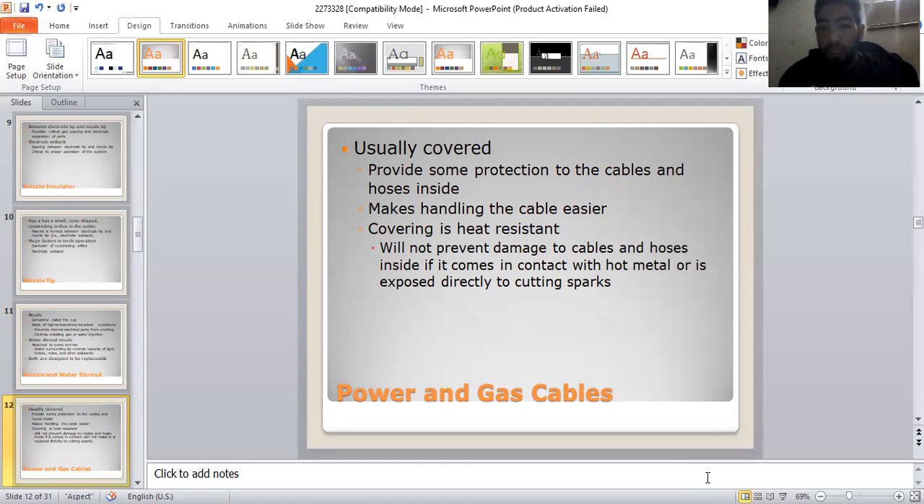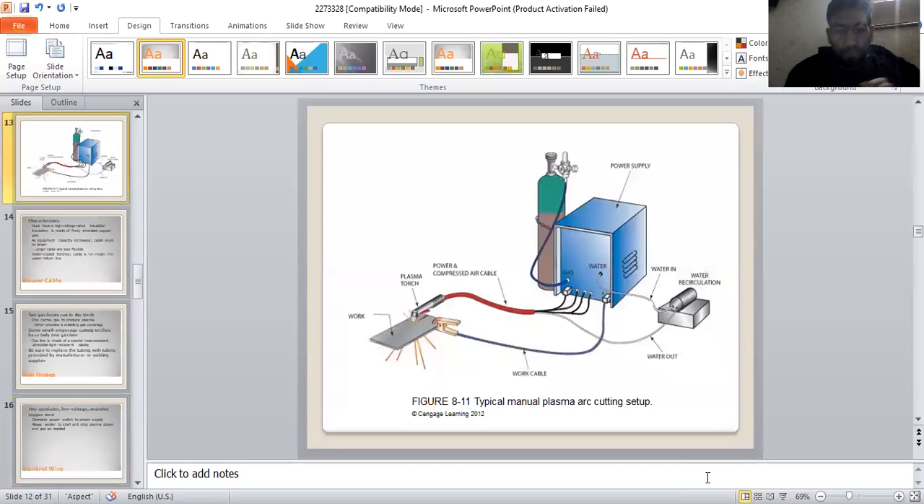It provides some protection to the cables and hoses which are present inside. It makes handling the cable easier. It is covered with heat resistant material. There is a drawback of this power cable, that is, it will not prevent damage to the cables and hoses inside. If it comes in contact with any hot material, it is exposed directly to cutting sparks, because they have a very high temperature, so it cannot prevent those things.